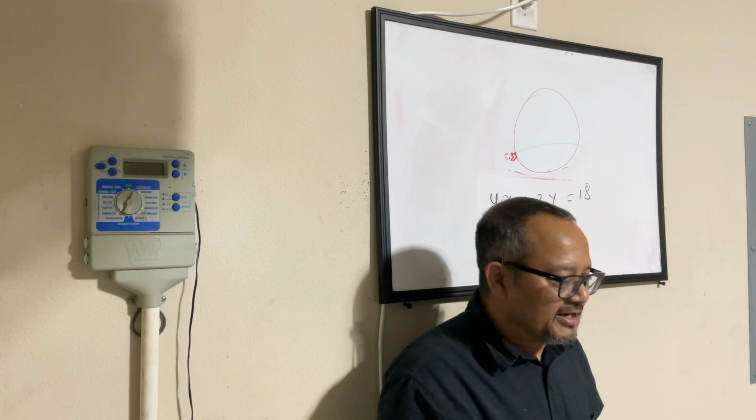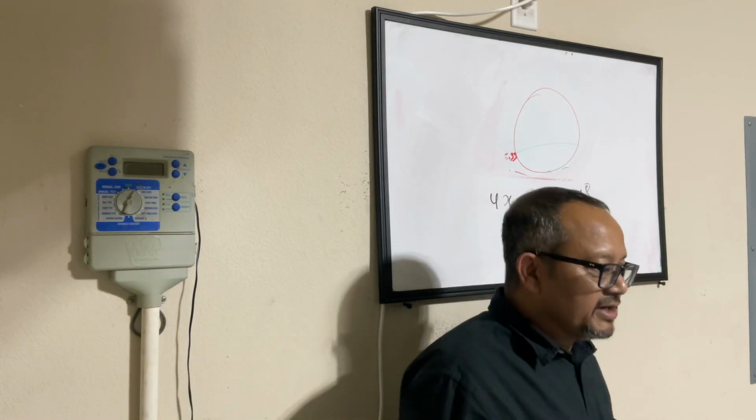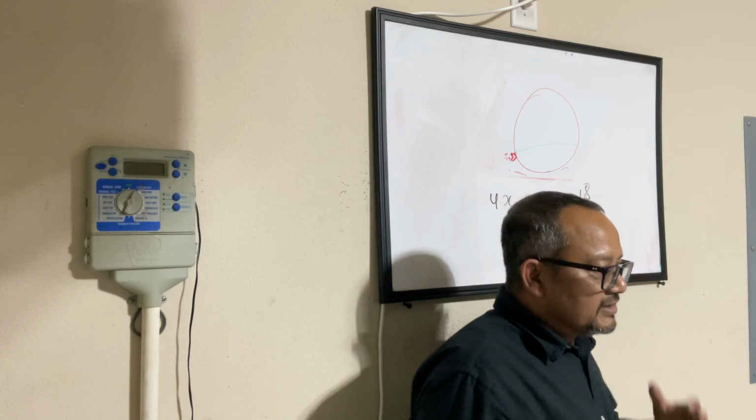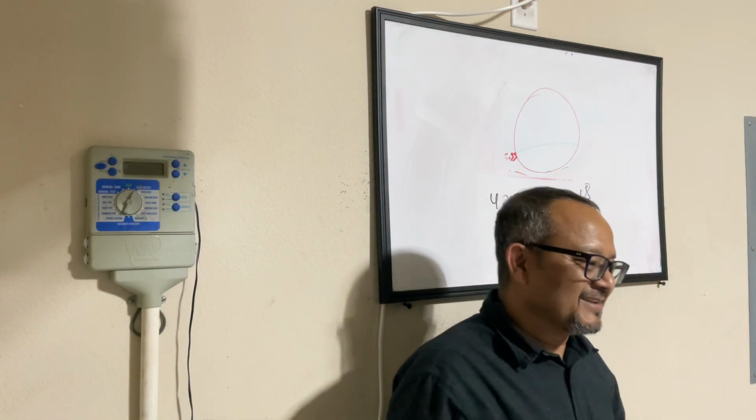Anybody on the street? I have an equation, 4x plus 2y equals 18. Solve it for x and y. What will be your first thoughtful response? Let's see.